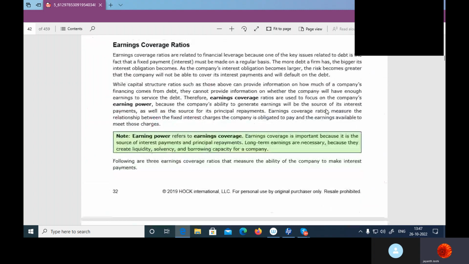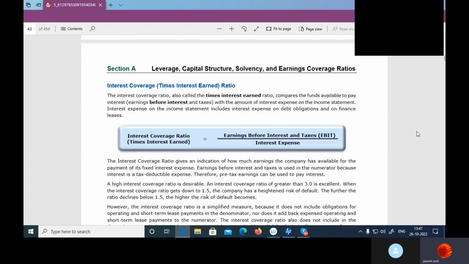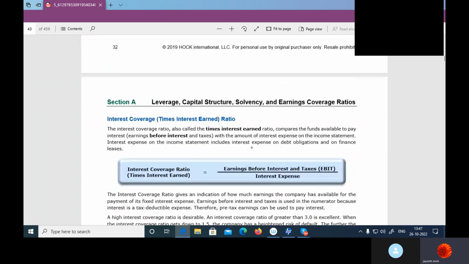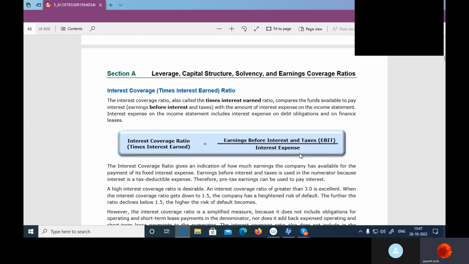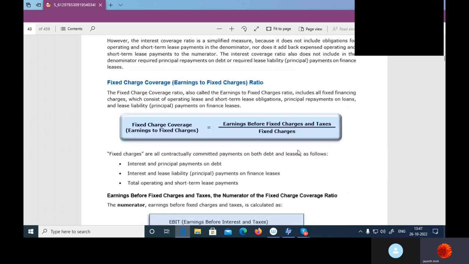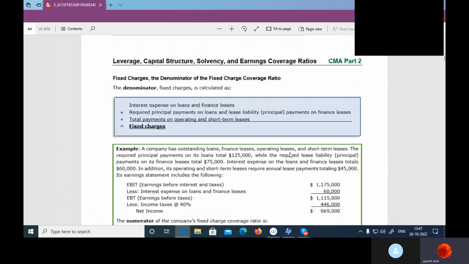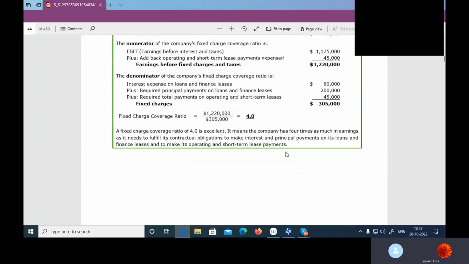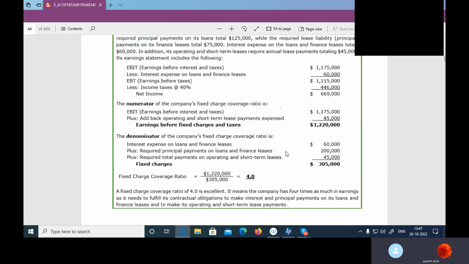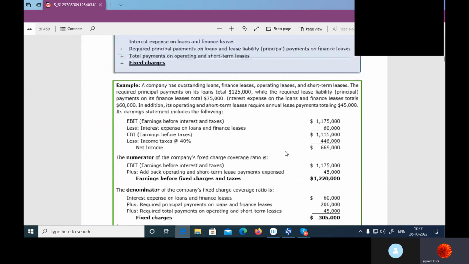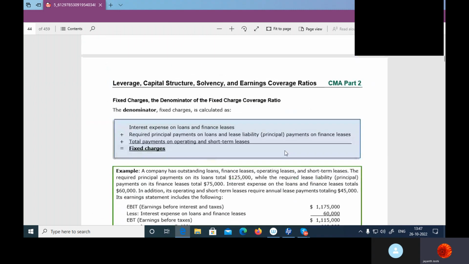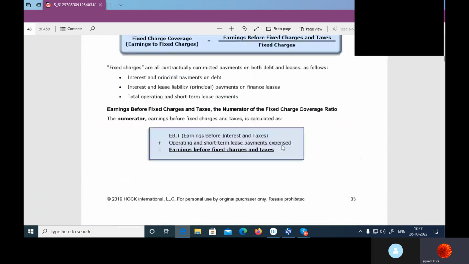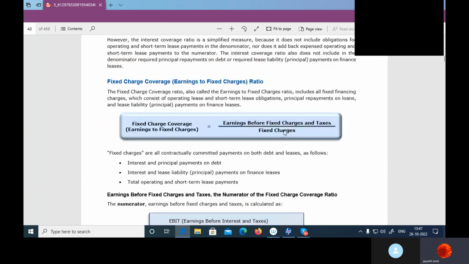Now is earning coverage ratios. I think we have done the interest coverage ratio once. Check it out, Suman. Interest coverage ratio, we haven't done it separately. No, I think we have already finished. If you can check it once. Interest coverage ratio, fixed charge coverage ratio.